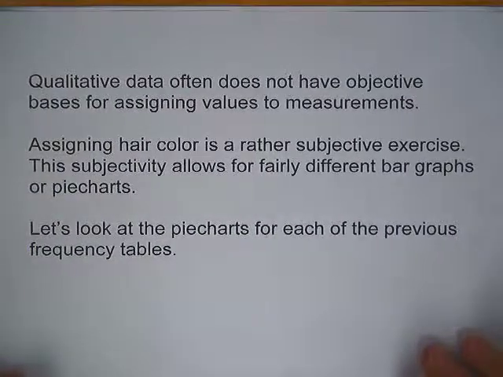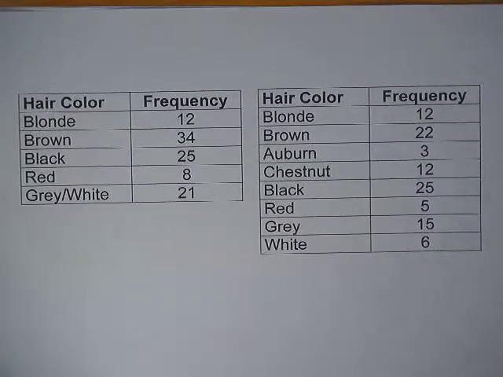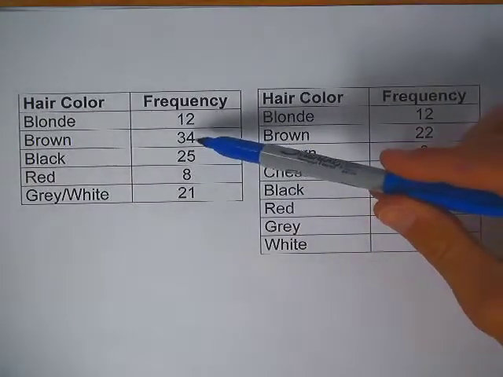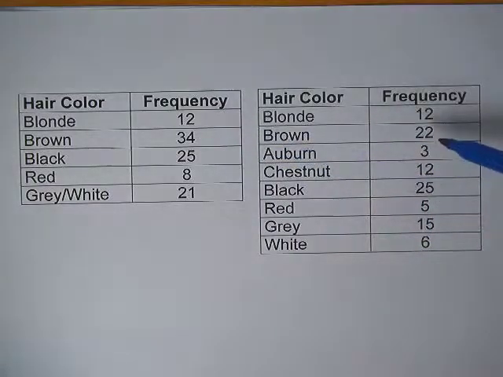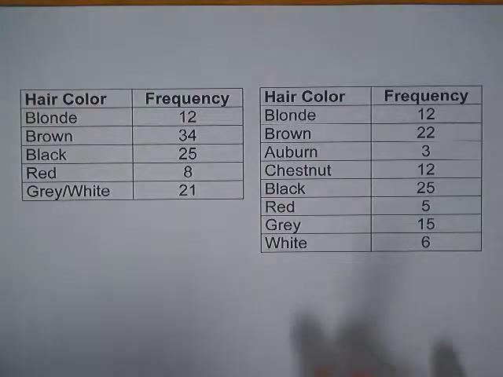Now, qualitative data often does not have objective bases for assigning values to measurements. So assigning hair color is a rather subjective exercise. It was subjective because in this second one, even though they considered themselves brown in this first categorization, when they're given the option of chestnut, 12 of them decided that they were chestnut instead of brown. So generally when you're dealing with qualitative data, there is some subjectivity that enters in.